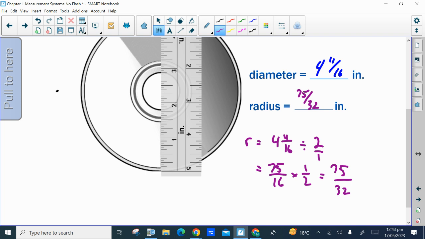32 goes into 75 twice, which is 64. And then you need another 11 to get up to 75. So 2 and 11/32 of an inch.